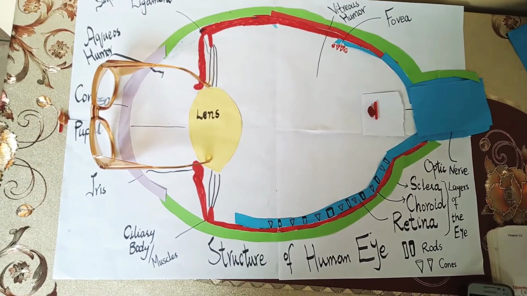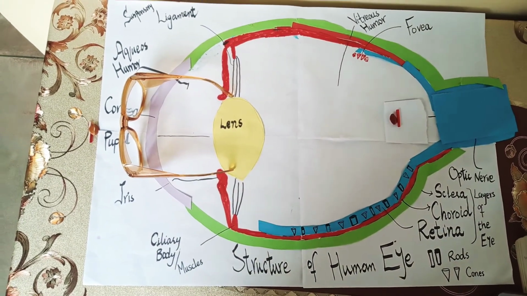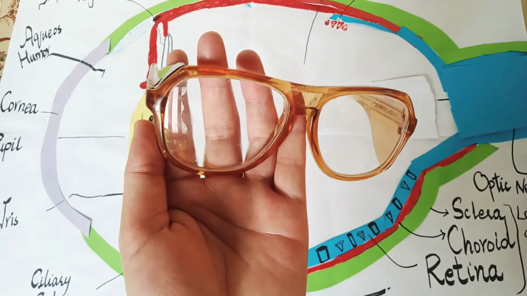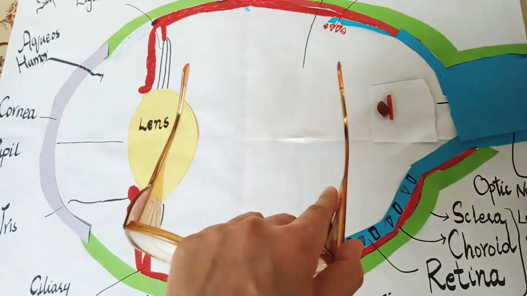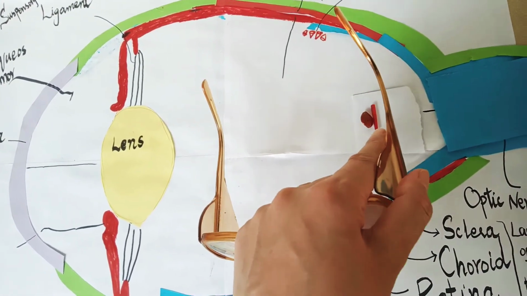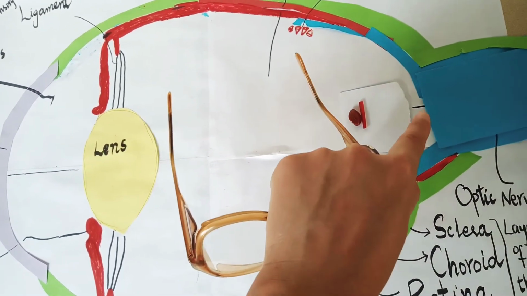For treating this myopia disease, the concave lens is recommended. This concave lens ensures that light is focused onto the retina of the eye. So by using this concave lens, the light will be focused on this point.